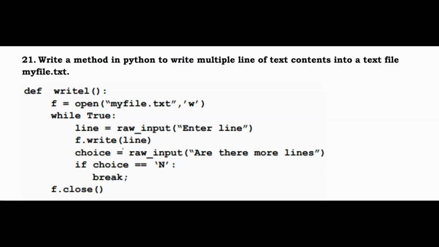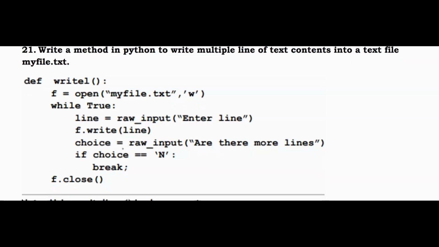the text file myfile.txt. Okay. So in this text file myfile.txt, we are going to write the multiple lines of text contents one after the other. Okay, so they have mentioned def, which is your user defined function, and you can name your own function. Write 1 here, write L. Then they have open, f is equal to open myfile.txt in write mode. So as we are going to write multiple lines, you should open the file in write mode. Then they have set up while true, then line is equal to raw input of enter the line.